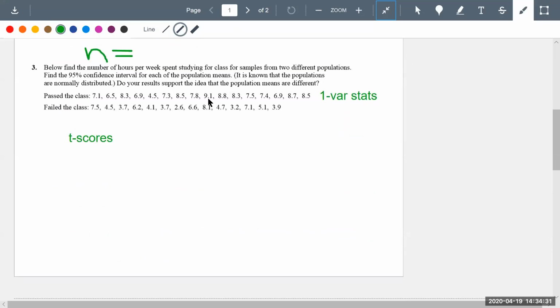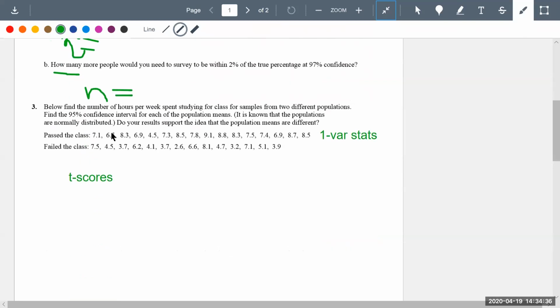Okay. So anyway, so that one, one var stats the hell out of it, and then it's x bar and s, and you look up t for each. It's 2 problems in one here. These are 2 separate problems.